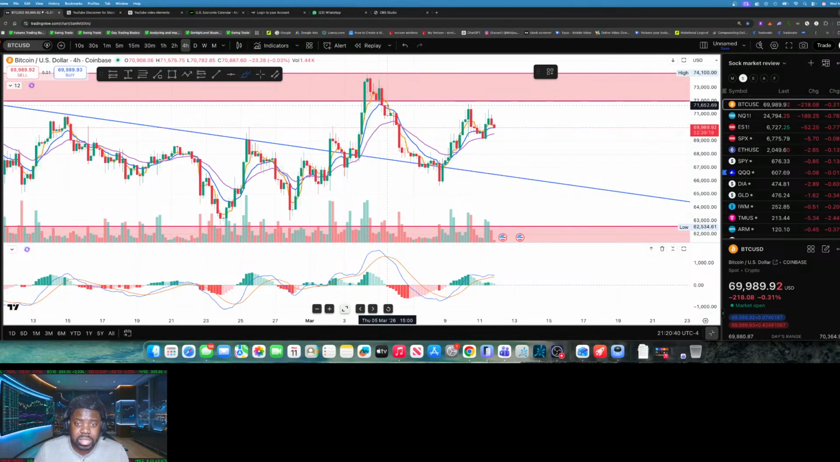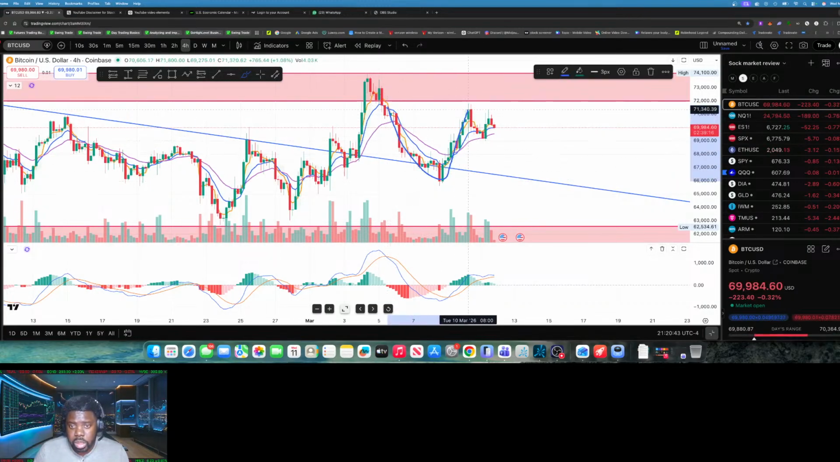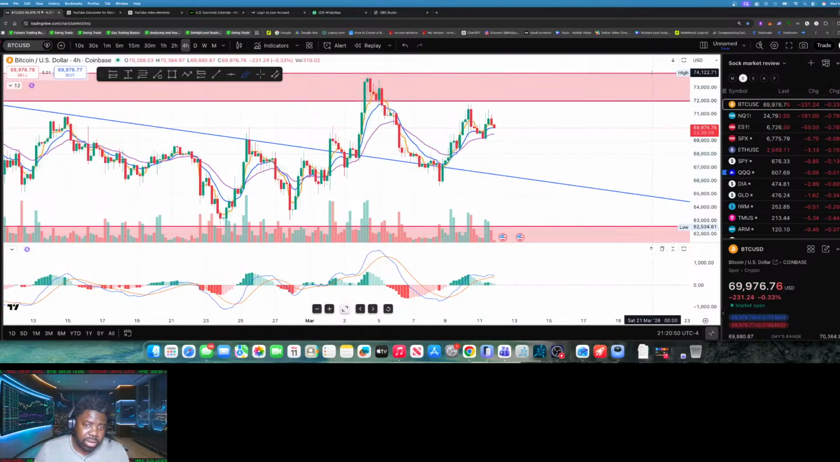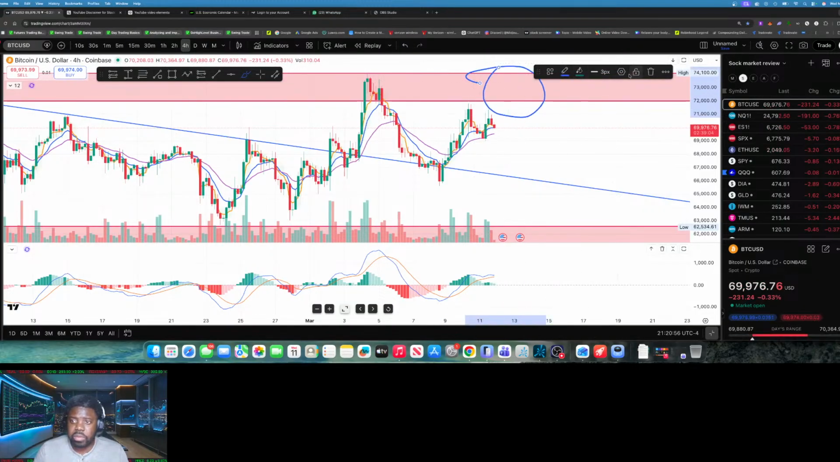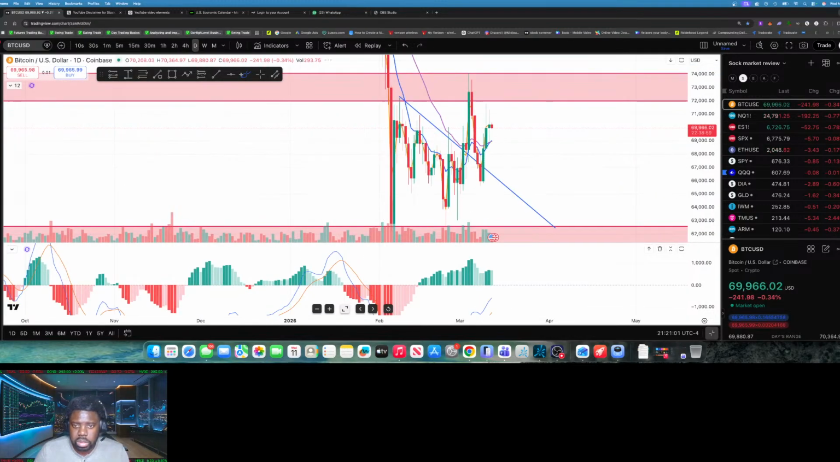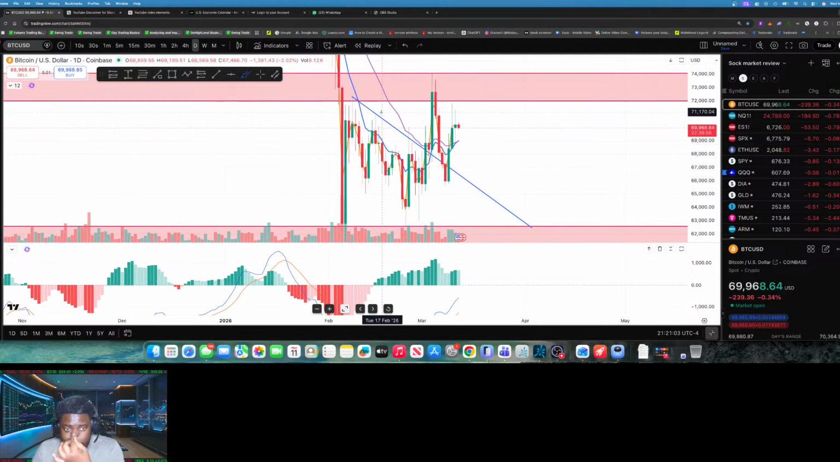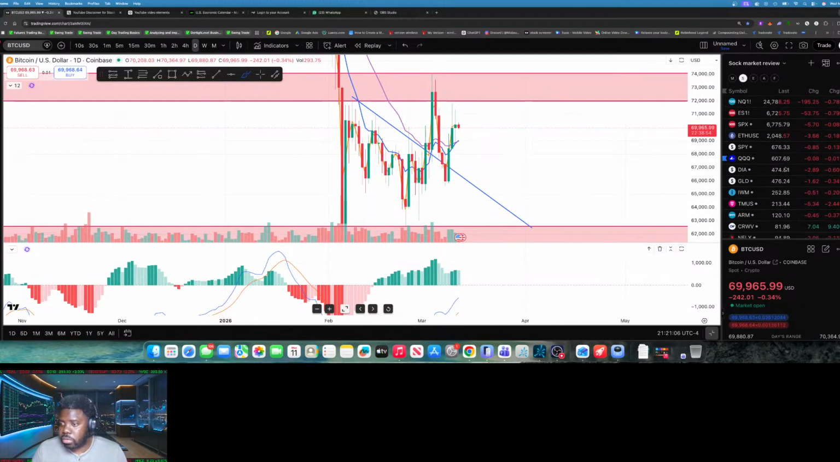You can count this as a cup and handle pattern. But until we can take these major resistance levels, I don't see anything major happening in Bitcoin. So therefore, I just don't see it as of right now. I would not listen. Let me not say don't listen, because you guys can do whatever you want to do. But I would not be listening to anybody telling me right now it's time to go buy Bitcoin. I would not do it.